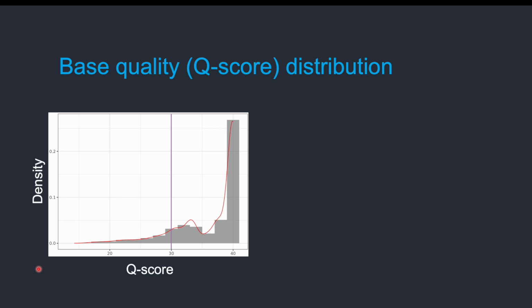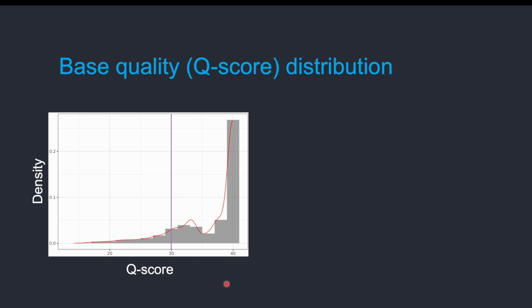Here, I'm showing an example. In the x-axis, this is the Q score, and the y-axis represents the density of bases. I draw a line at the Q score 30. So this plot is telling us most of the bases in these libraries have Q score value above Q30.